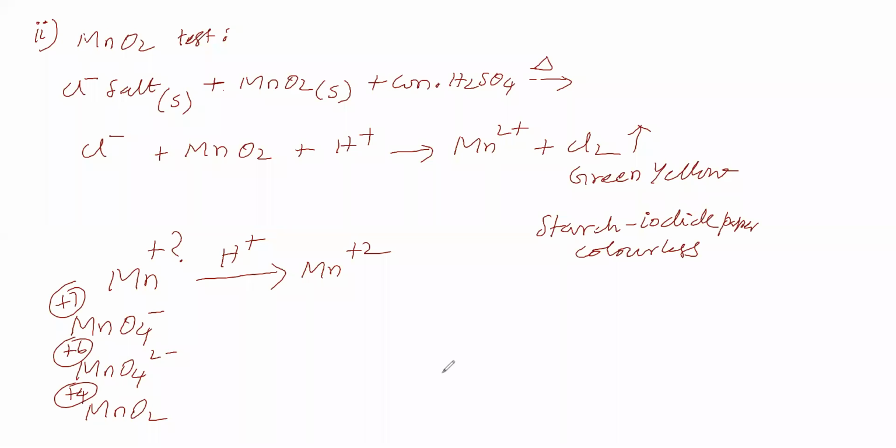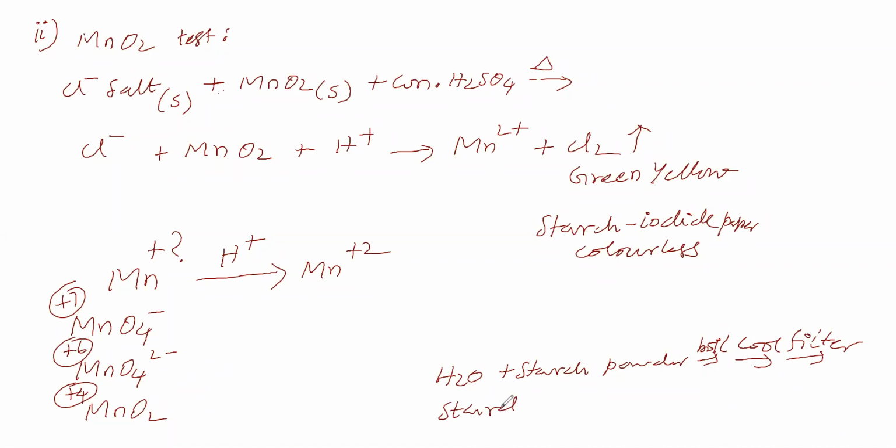Let us take water and starch powder. Both we will mix with each other. First you add some water into starch powder, make it into a paste, then go on adding water. Then starch powder mixes with water thoroughly. Then boil the contents, cool the contents, then filter it. What you will get is starch solution.